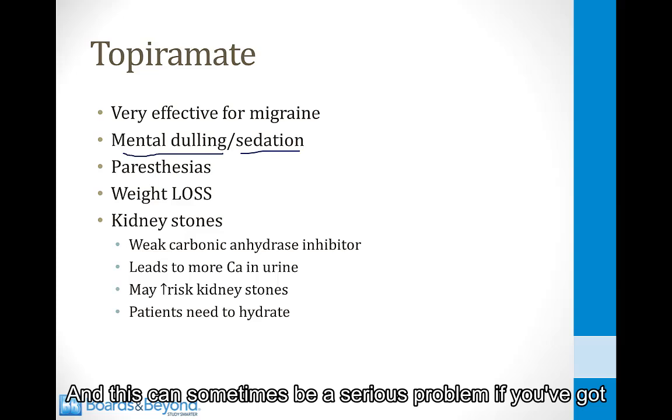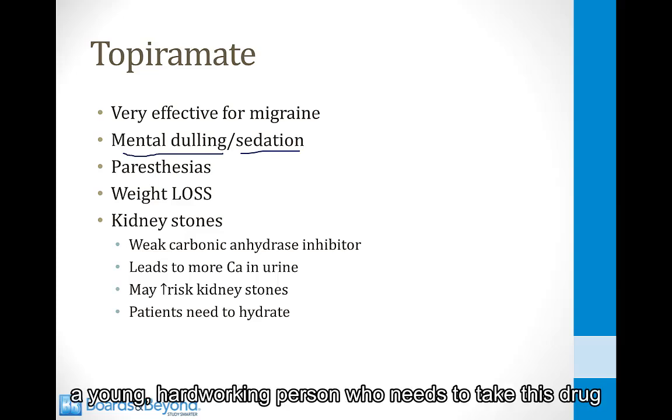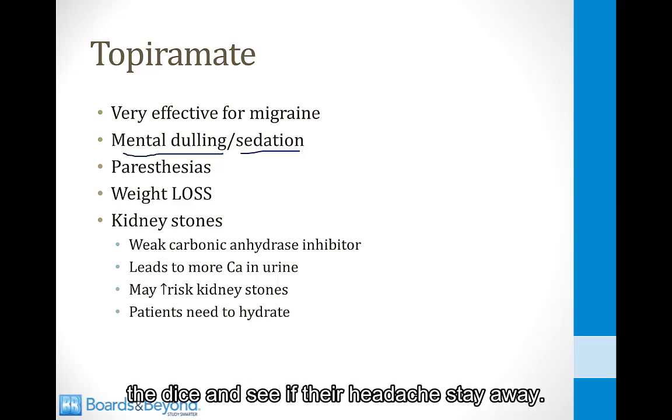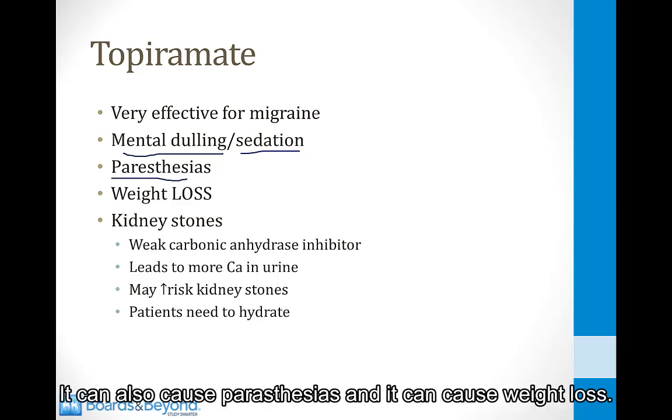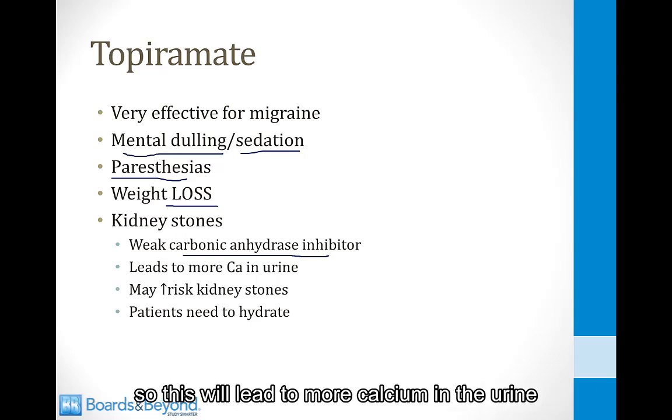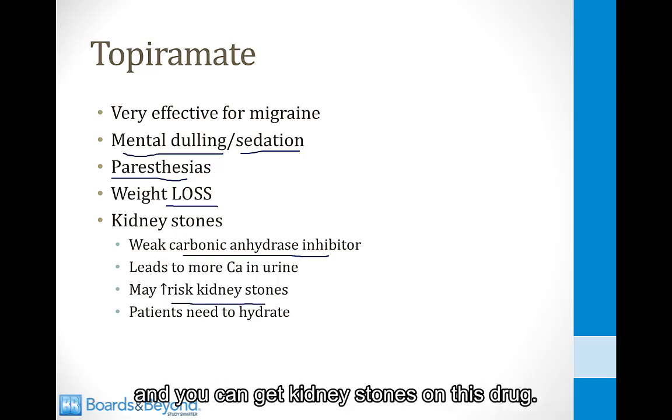And this can sometimes be a serious problem if you've got a young, hardworking person who needs to take this drug for prevention of migraines. They may be reluctant to take it and just want to roll the dice and see if their headaches stay away. It can also cause paresthesias, and it can cause weight loss. And then topiramate is a weak carbonic anhydrase inhibitor, so this will lead to more calcium in the urine, and you can get kidney stones on this drug.